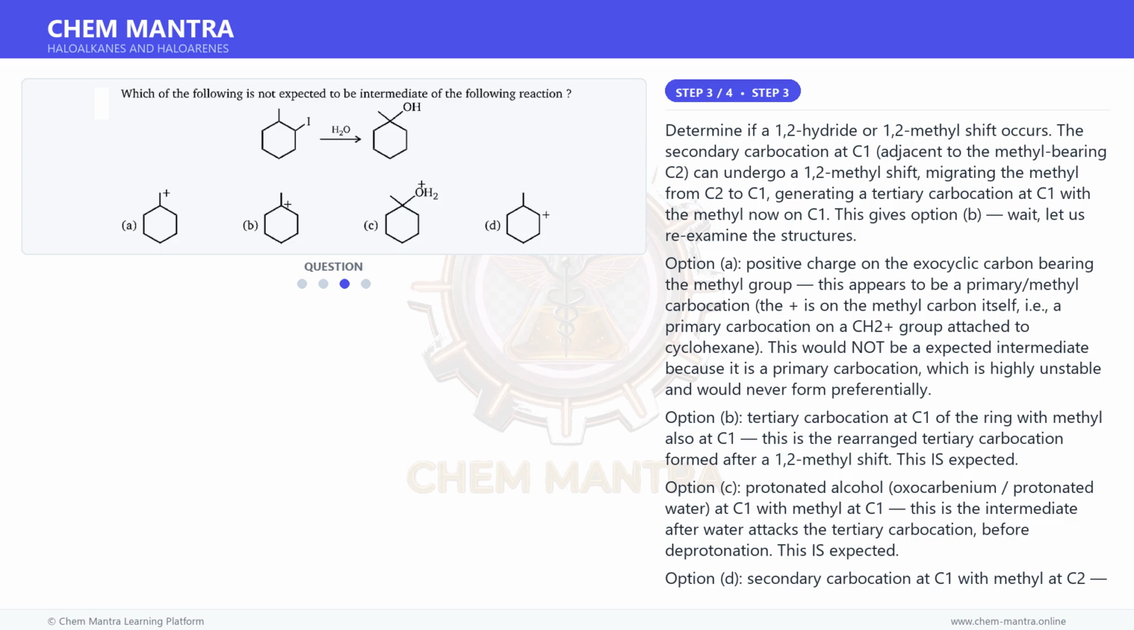Determine if a 1,2-hydride or 1,2-methyl shift occurs. The secondary carbocation at C1, adjacent to the methyl-bearing C2, can undergo a 1,2-methyl shift, migrating the methyl from C2 to C1, generating a tertiary carbocation at C1 with the methyl now on C1. This gives option B. Wait, let us re-examine the structures.